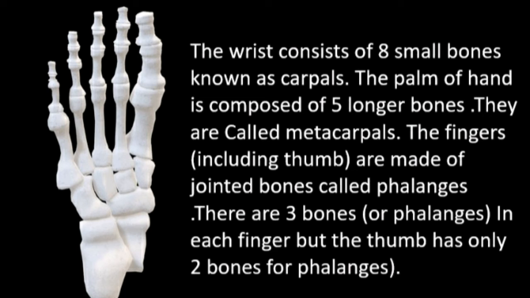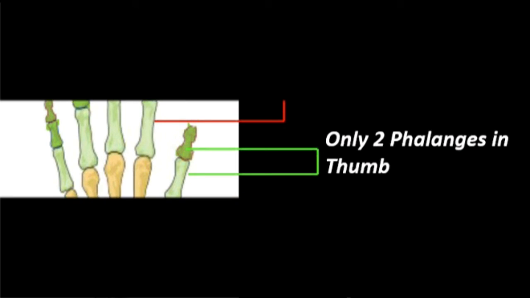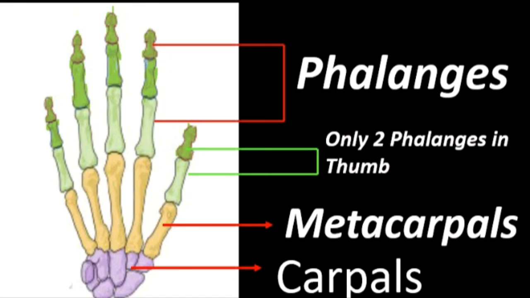Sometimes your friends might have tricked you by saying that how many fingers are there in your hand, and you might have said 10, but they say that there are only 8 fingers, not 10. Because thumb is not a finger. What is the reason for it? It is the reason that there are only 2 phalanges in the thumb and 3 phalanges in each finger. This diagram will give you a better explanation of what I said.